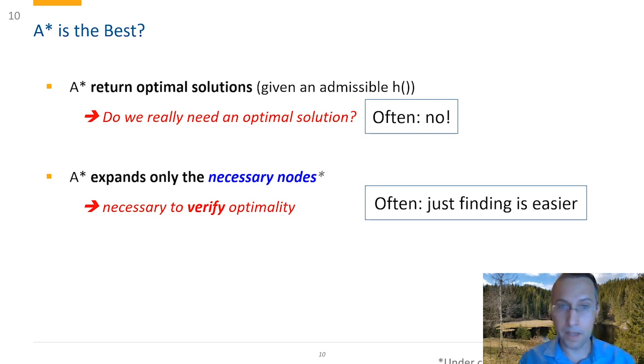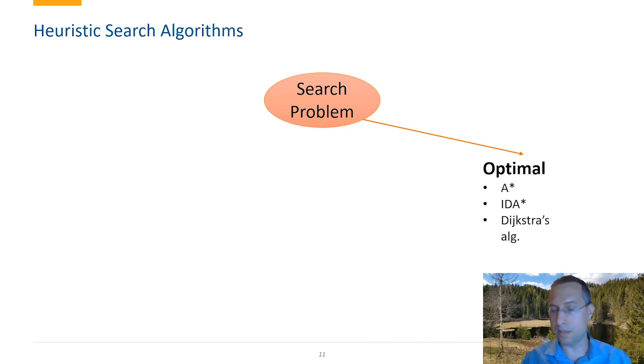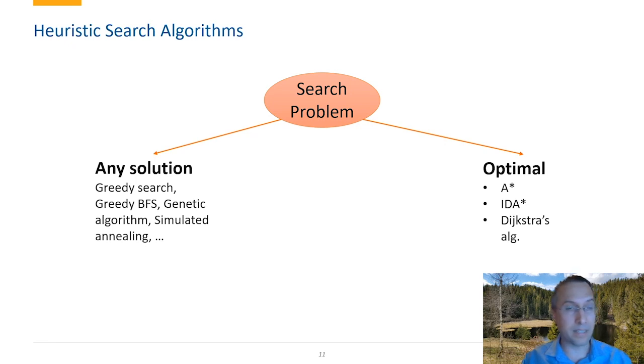So, in many cases, even A-star is not fast enough. So let's recap. We have a search problem. One way is to take the search problem and solve it with A-star or some other optimal search algorithm. There is another way, however. You can use non-optimal algorithms like greedy search, greedy best-first search, genetic algorithms, simulated annealing. These are all very fast algorithms. However, they do not give any guarantee about their solution quality.